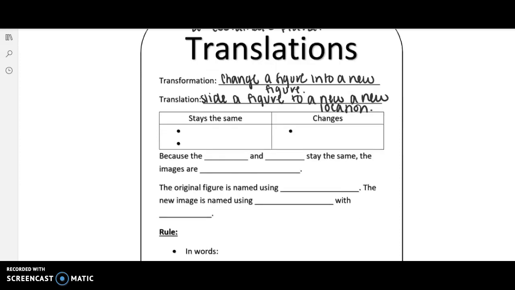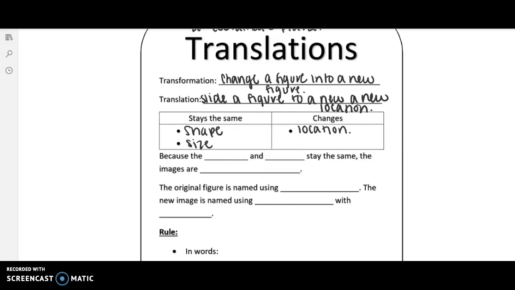When we slide this figure or shape on the coordinate plane, which means on a graph, a few things stay the same about the figure. The shape does not change. If it was a square, it remains a square. If it was a rectangle, it remains a rectangle. And the size does not change. The size of whatever shape it is also remains the same. The thing that does change is the location.